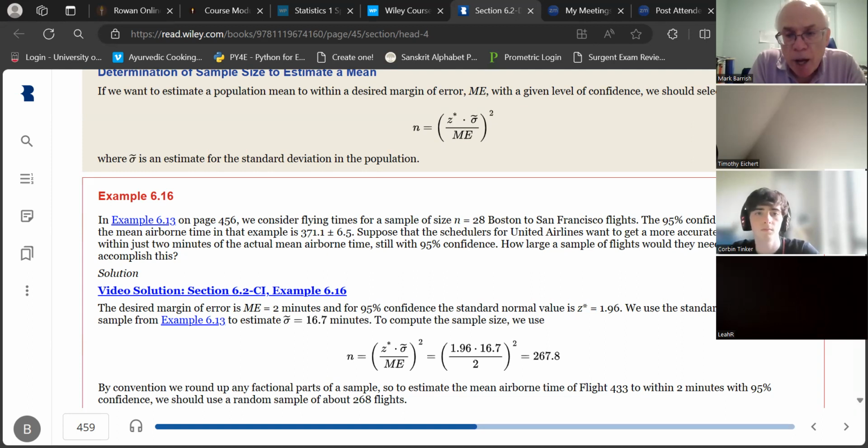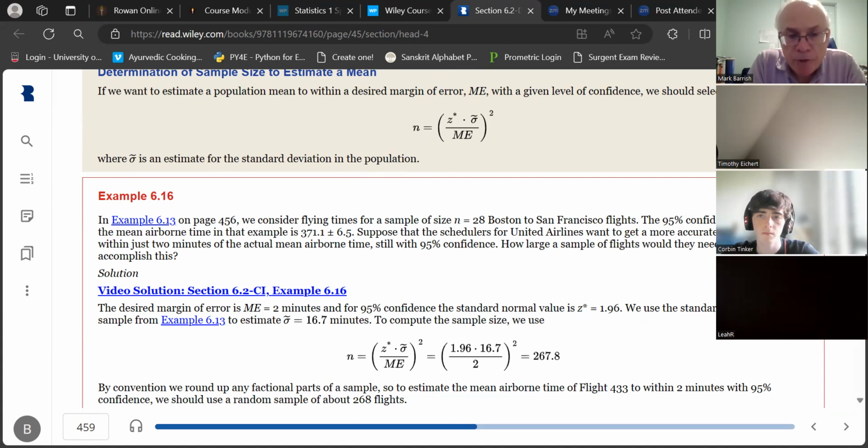And suppose you want a 95% confidence interval that you're going to do in the future, and you want your margin of error to be 2 minutes. 2 minutes, that's your margin of error.